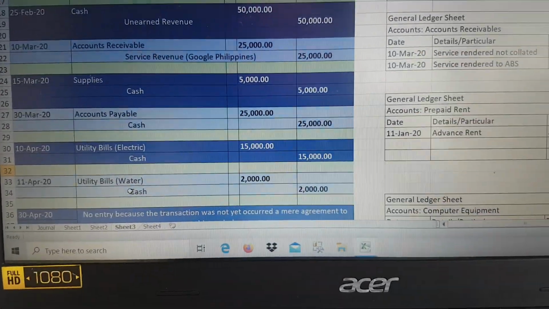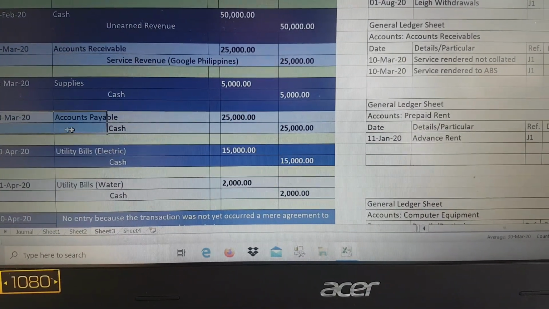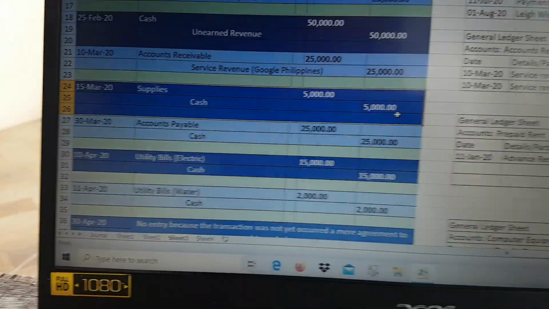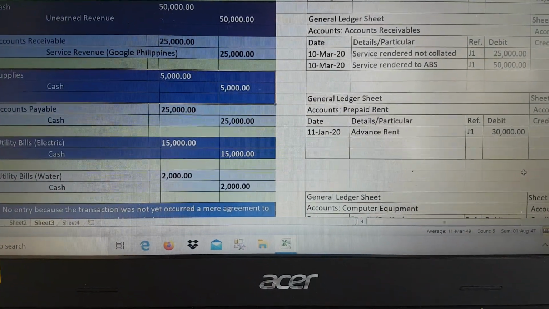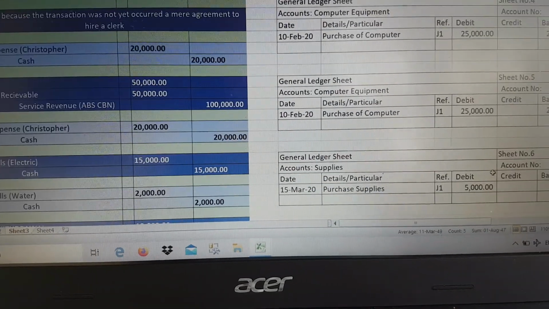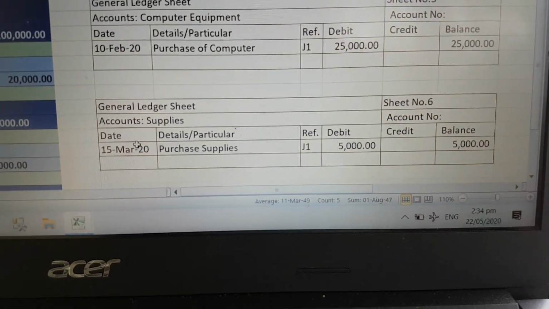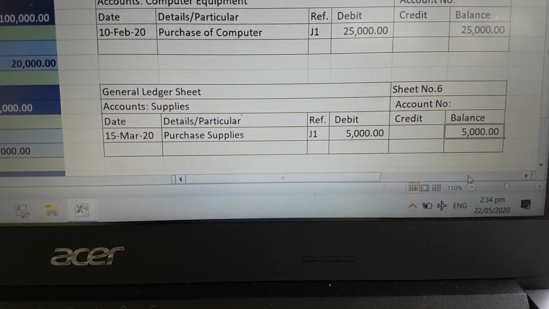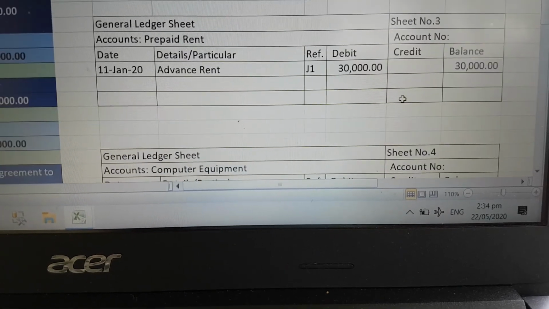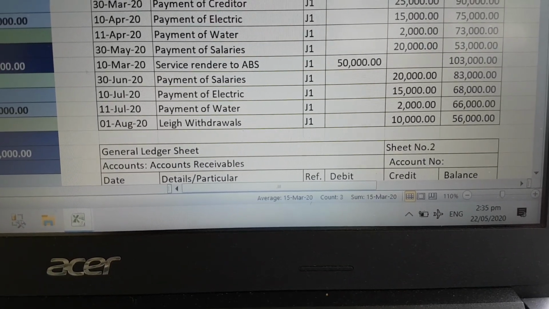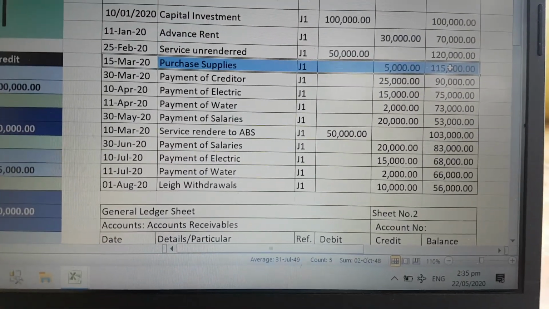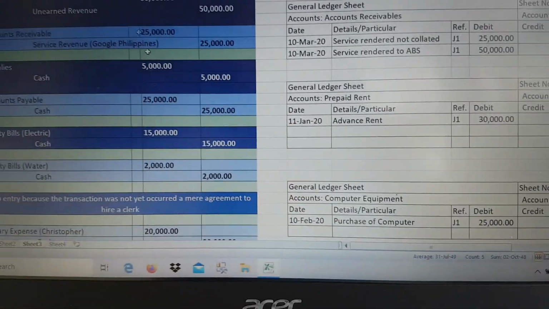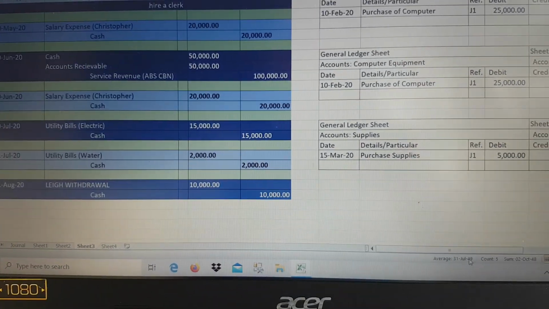Okay. Next we have the payment of supplies. So we purchased supplies for 5,000. So we look now for our supplies account. It's here, supplies. You see it? So it's March. Purchase supplies, still J1, and then 5,000, balance 5,000. What do we use to pay? Cash. So you would see this purchase of supplies 5,000. So we have now a balance of cash at 115,000. Okay? And then you could just do so forth and so on.